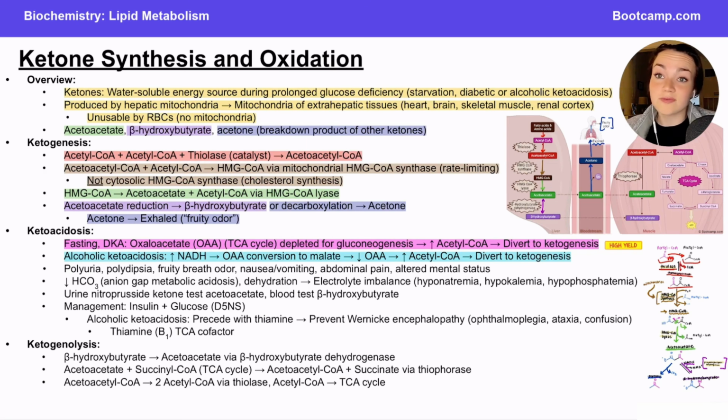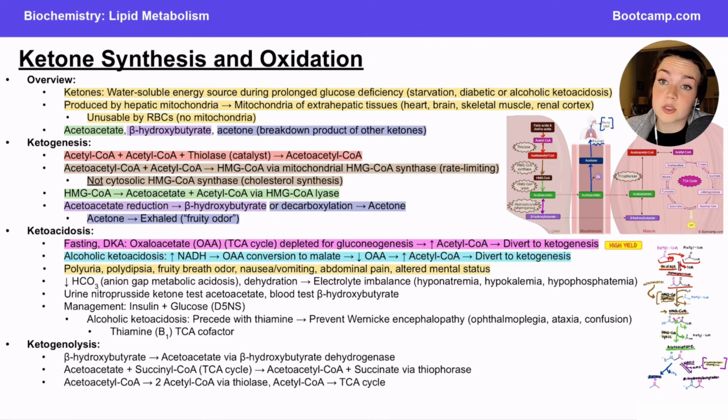Both of those mechanisms are very high yield to understand. They love to test those because it really tests your understanding of the integration of a lot of these different themes in biochemistry. Patients with ketoacidosis are going to have a couple of signs and symptoms. Polyuria and polydipsia is very classic, especially for diabetic ketoacidosis. That's urinating a lot and drinking a lot. They also classically like to describe that fruity breath odor, which is that acetone on the breath. Then you might also see things like nausea, vomiting, abdominal pain, and altered mental status.